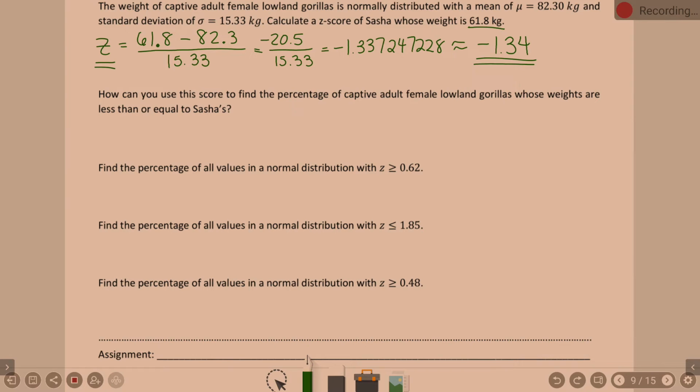Now, the question then is how can you use this score to find the percentage of captive adult female lowland gorillas whose weights are less than or equal to Sasha's? So we want to know the weights that are less than or equal to Sasha's. Now, keep in mind, this negative 1.34 is saying that her weight is 1.34 standard deviations less than the mean, right? Because it's negative. To change that to a percentile, this is where we're going to pull out Excel.